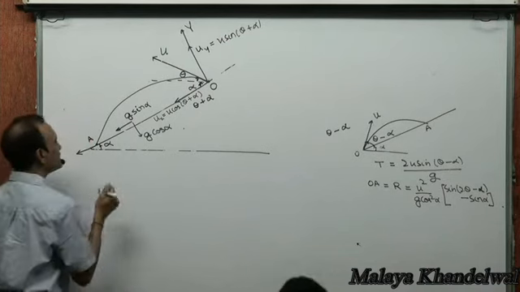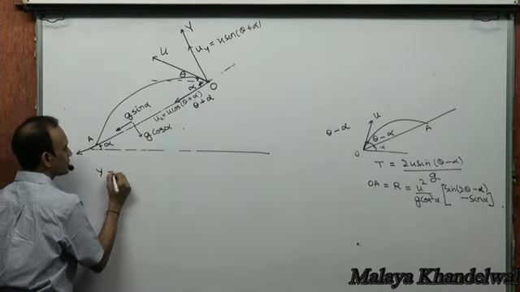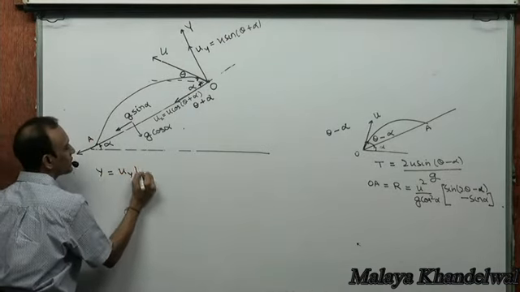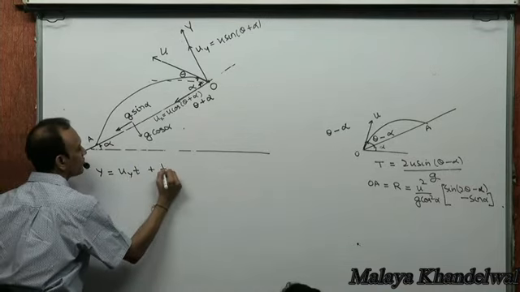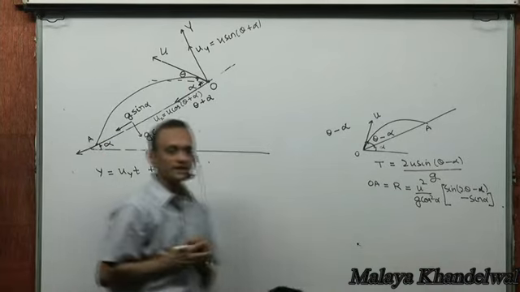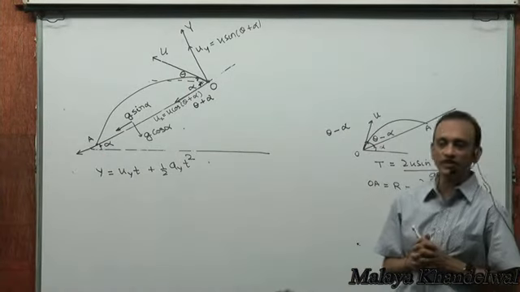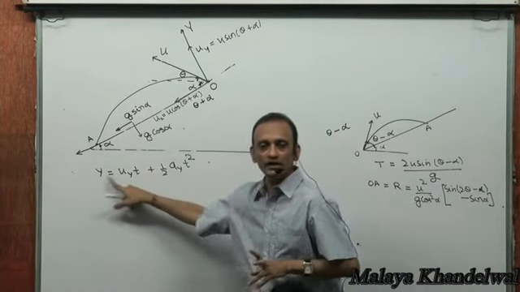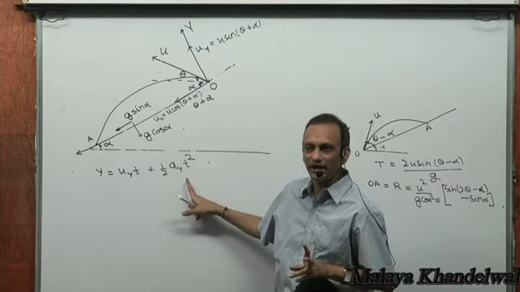What's the displacement in the y direction as a function of time? Initial velocity in the y direction into t plus half of ay into t squared. That's the displacement in the y direction as a function of time. y is ut plus half at squared applied in the y direction.